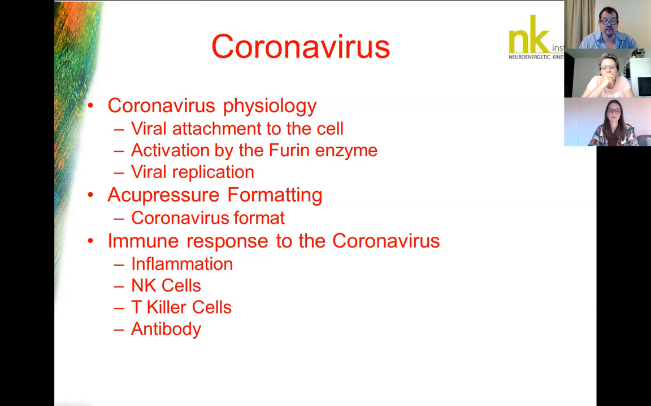We'll be looking at the natural killer cells and the T killer cells, which are the immune system's response to try and get the coronavirus while it's infecting another cell.